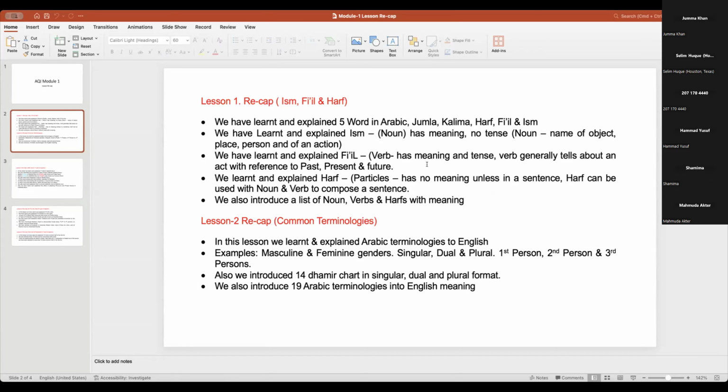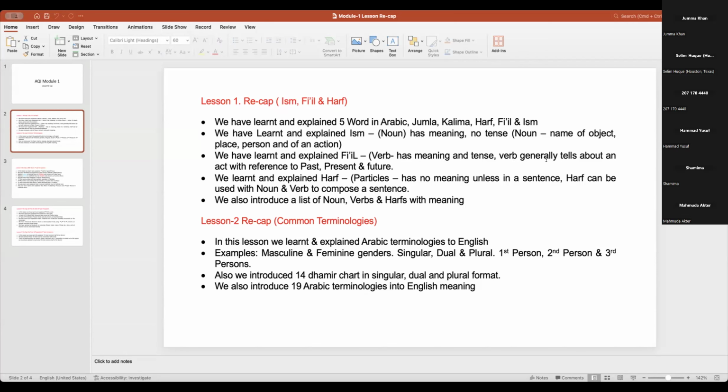In the brief lesson 1 recap, we discussed isim, fi'l, and harf, and I've summarized them in a nutshell. We have learned and explained 5 words in Arabic: harf, fi'l, and isim. Isim is the name of an object, place, person, or of an action. Number 3, we have the verb, which has a meaning and tense.